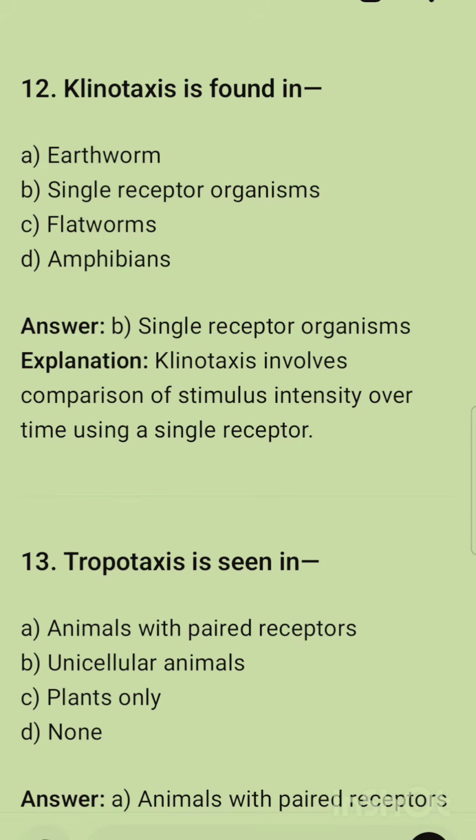12th question is klinotaxis is found in. The correct option is single receptor organisms, as klinotaxis involves comparison of stimulus intensity over time using a single receptor.